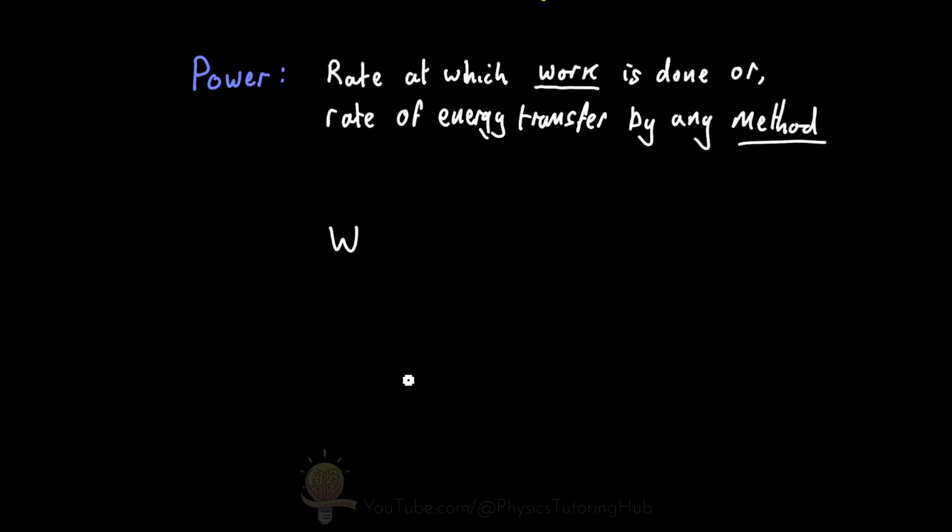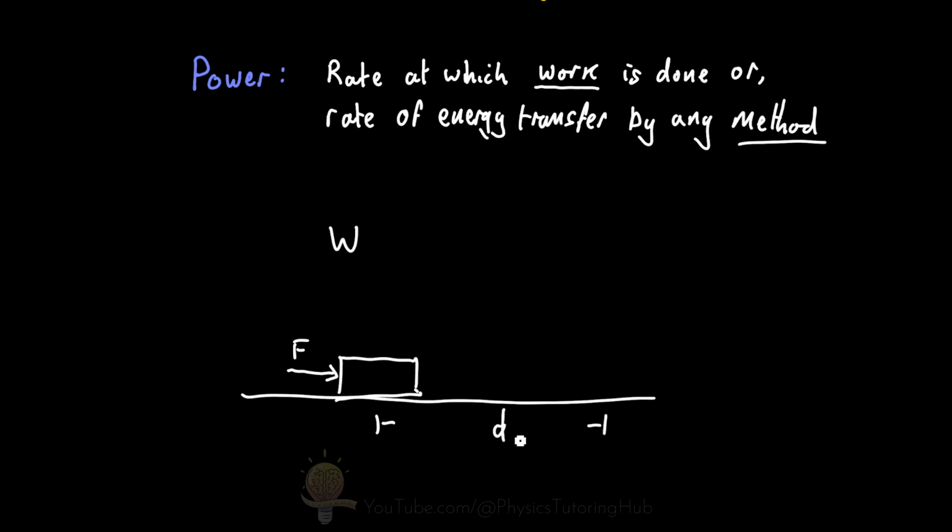For example, if we have a block here, and we apply a force to this block that causes the block to move a distance of d, then the work done on this block is equal to the force multiplied by the distance. Now, if this constant force isn't in the same direction as the displacement, say if the force was at an angle to the displacement of alpha, then we'd need to add in a cosine alpha to this formula here.